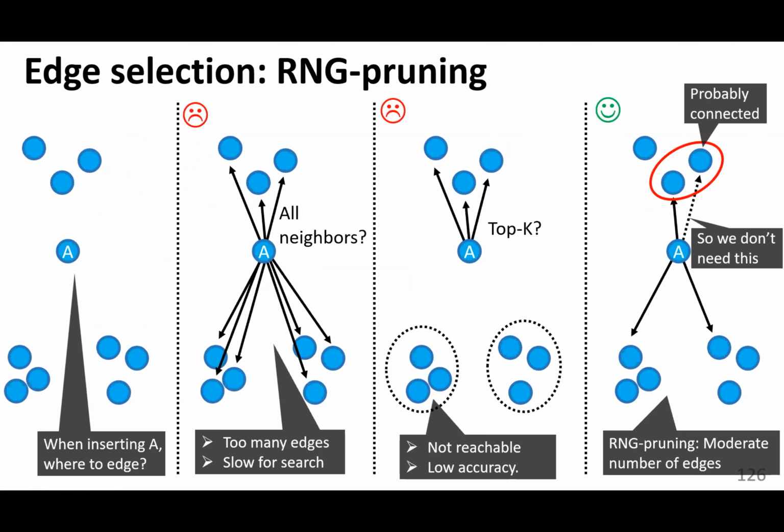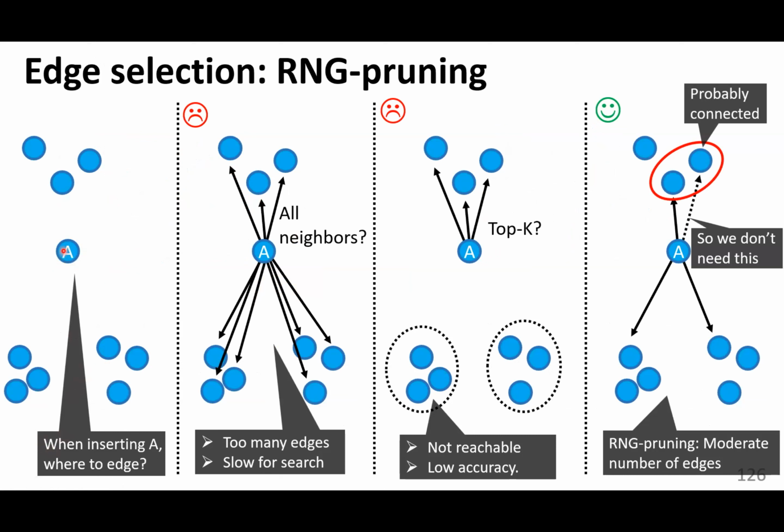Okay, then I will explain some other things. This is edge selection strategies, RNG pruning. This is also a very popular thing, but I haven't seen a visual explanation. So this is the first one, I think. So please study that. So here, let's say there are points here. Then we put A here.